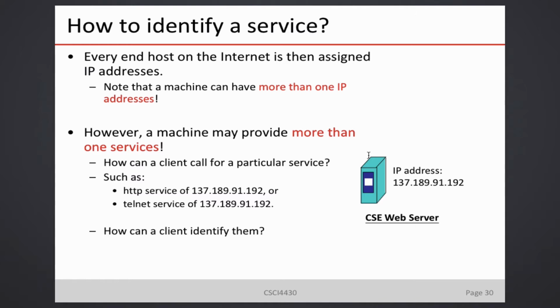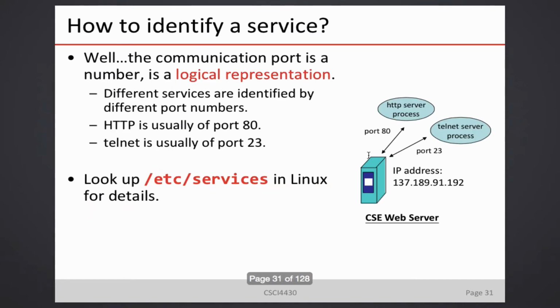So how can a client identify that? Very easy: we use a port number, assigned while the process just starts. By the way, there is a range of port numbers that requires the root account to bind. What is the range? It is from 0 to 1023. You need to use a root account to bind it.